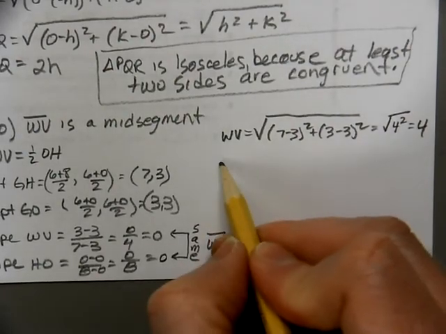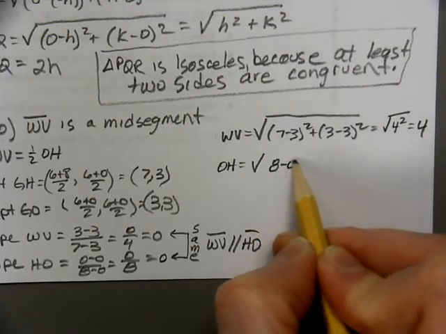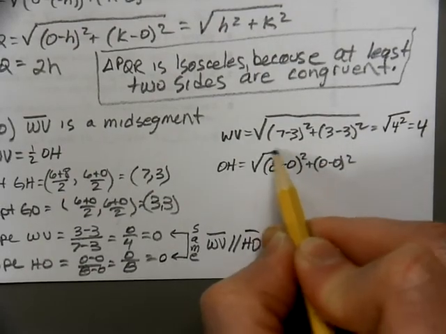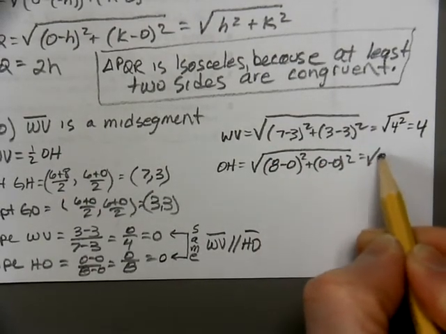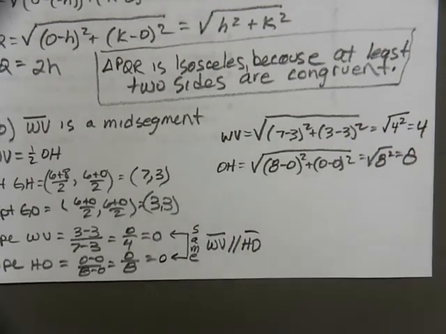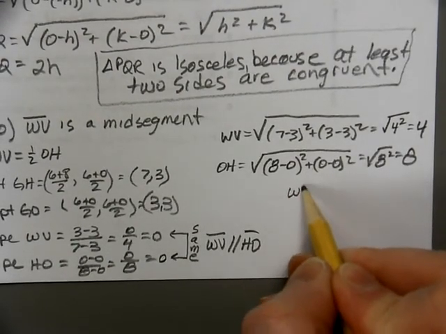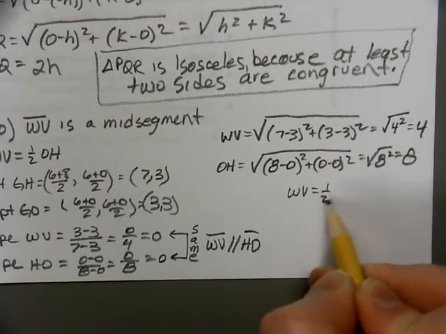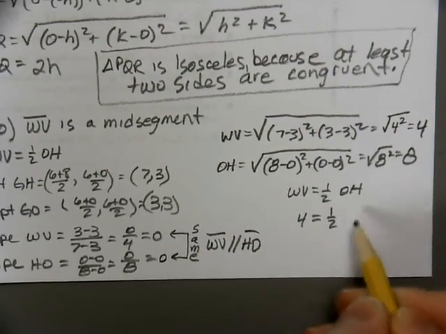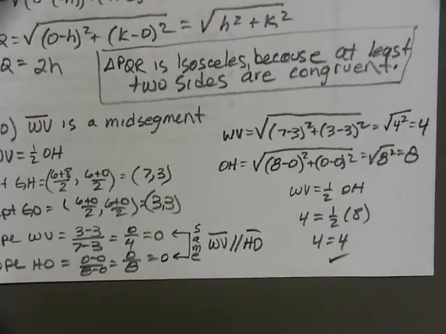Now I have to find the length of OH, which is my x minus my x, and my y minus my y. That's 8 squared. Take the square root of 8 squared, you get 8. So I'm supposed to show that WV equals half of OH. 4 equals half of 8. 4 equals 4. That worked out.